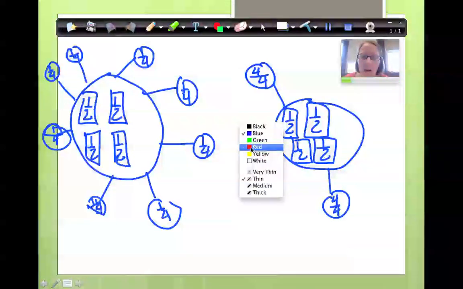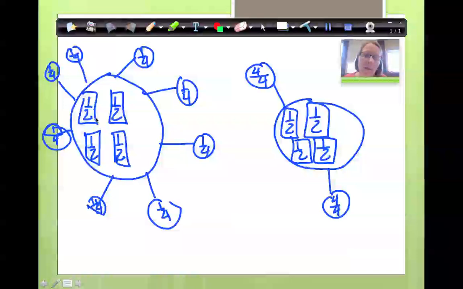Okay, so how many wholes are inside? Well, 1/2 plus 1/2 is a whole, so I have a total of 2 in here. And I see that they're cut into fourths. How many fourths do I need to make 2? Well, 1 whole would be 4 fourths, so 4 fourths plus 4 fourths would be 8 fourths, so I need to have 8 fourths. Do I have 8 fourths? 1, 2, 3, 4, 5, 6, 7, 8. So yes, this is correct.